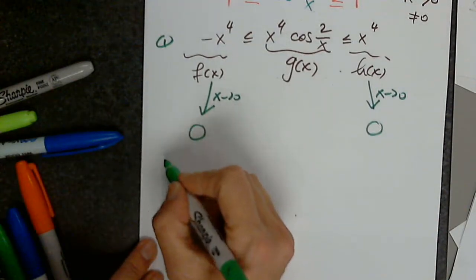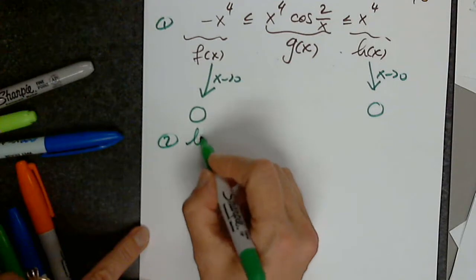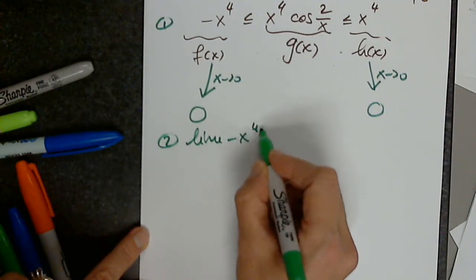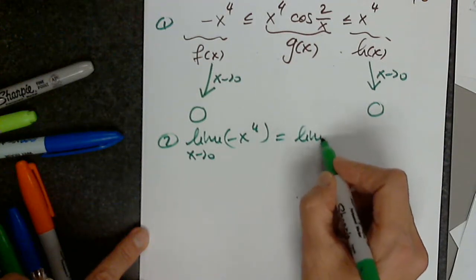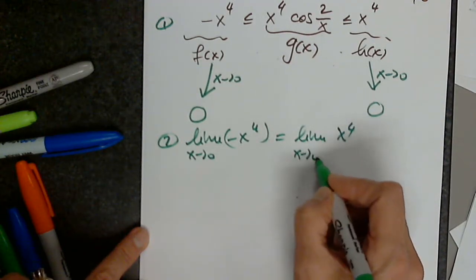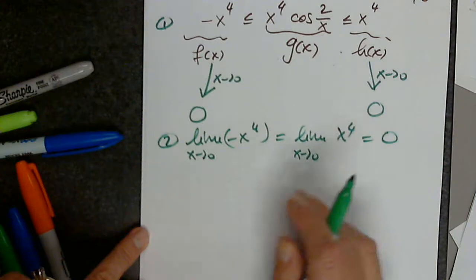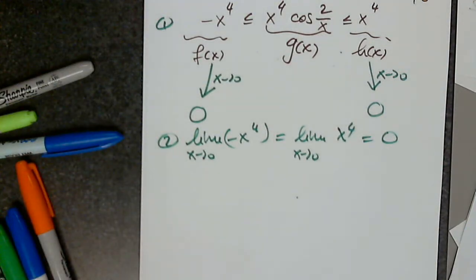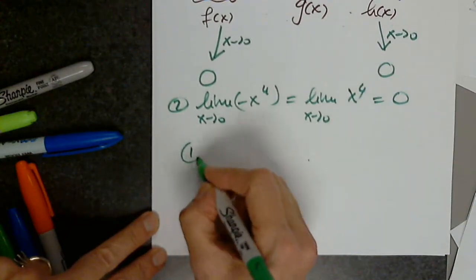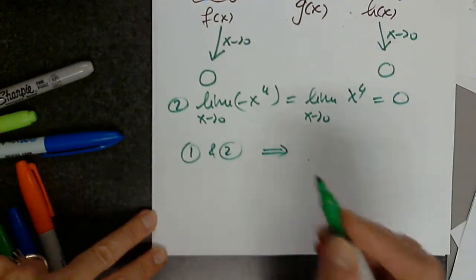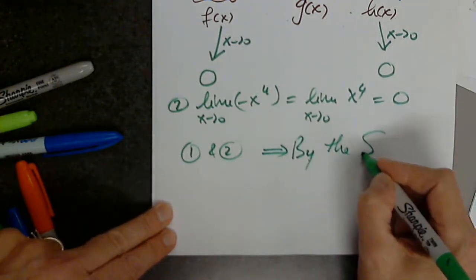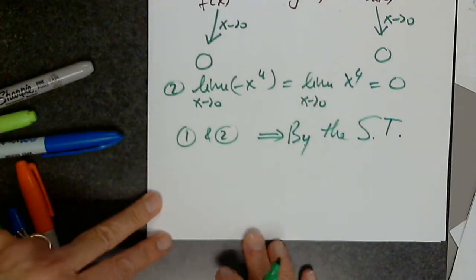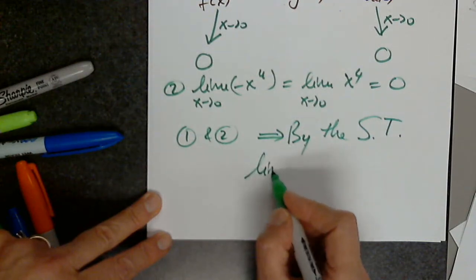And that's the second, let's write it. Limit of negative x to the 4th as x approaches 0 from either side equals limit of x to the 4th as x approaches 0 from either side. And they are both the same. Not just they exist, but they're also the same. What do I conclude from 1 and 2? What is my conclusion from 1 and 2 by the squeeze theorem? What is it?